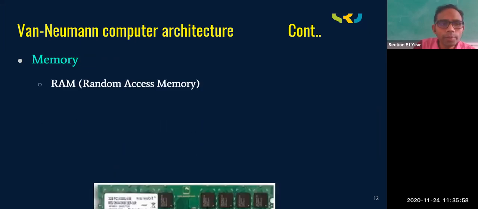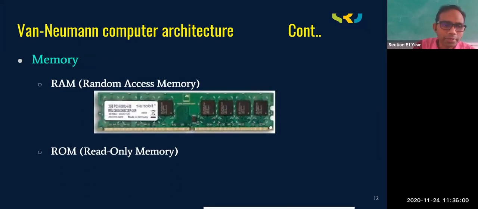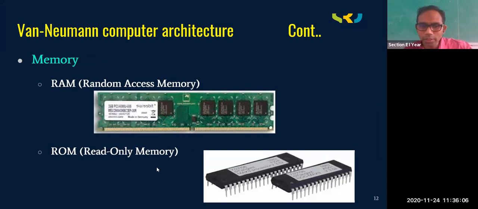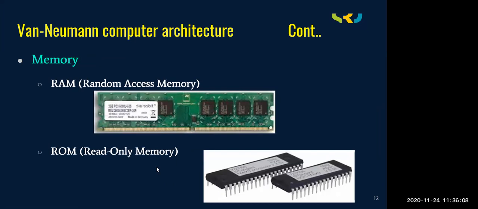Now, coming to memory. Memory is of two types, RAM and ROM. RAM stands for random access memory.